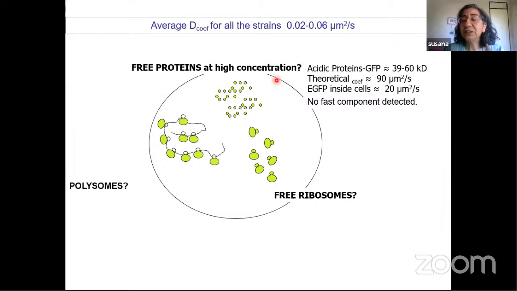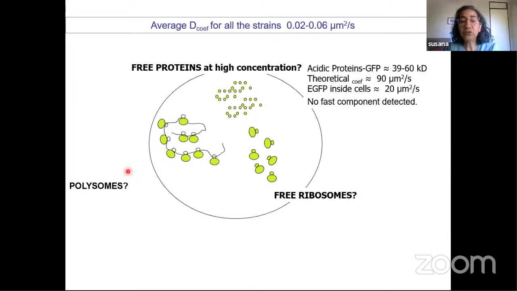The acidic protein GFP, I put some values here, has from 39 to 60 kilodalton. So the theoretical diffusion coefficient will be like 90 micrometers squared per second. Now the EGFP inside the cells, like Enrico said, is much lower, 20 micrometers squared per second. We never found any fast component. This is too fast for what we saw. So we don't think we have any high concentration protein inside.